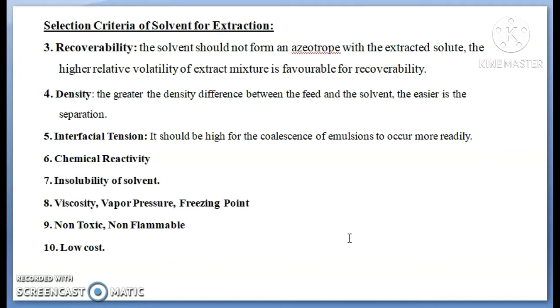The extracting solvent should be non-toxic, non-flammable, as well as of low cost. It is cheaply available.